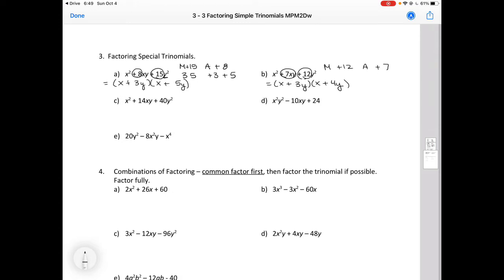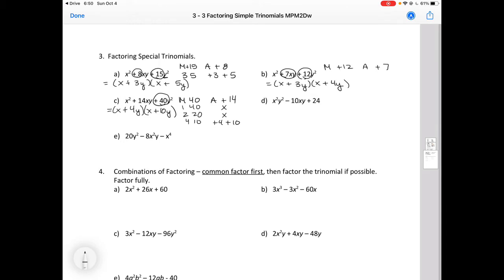Okay, next question here. So I'm going to start again with my numbers. I'm looking for two numbers that multiply to 40 and that add to 14. So let's look at what multiplies to 40. We've got 1 and 40. Nope, that's not going to work. 2 and 20, also not going to work. 4 and 10, well, that one's going to work. We need positive 4 and positive 10. So we've got x plus 4y and x plus 10y.